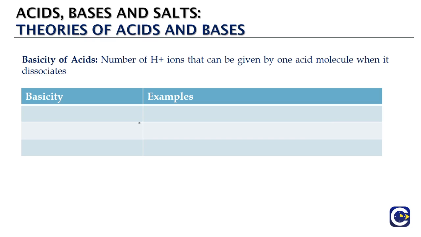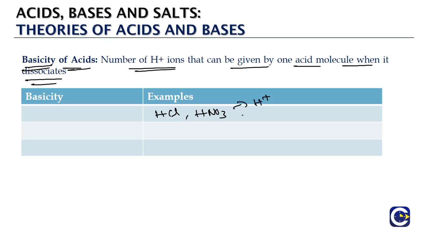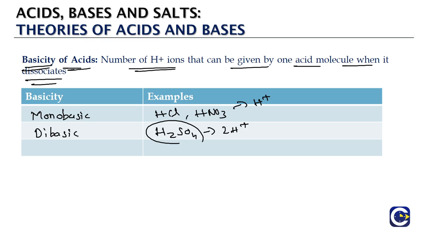For Arrhenius acids, we define something called basicity. Basicity is the number of H plus ions that can be given by one acid molecule when it dissociates. For acids like HCl and HNO3, when they dissociate, they give only one H plus ion. One molecule gives one H plus ion. So we call them monobasic acids. Whereas acids like H2SO4, when they dissociate, give 2 H plus ions. So we call them dibasic acids.